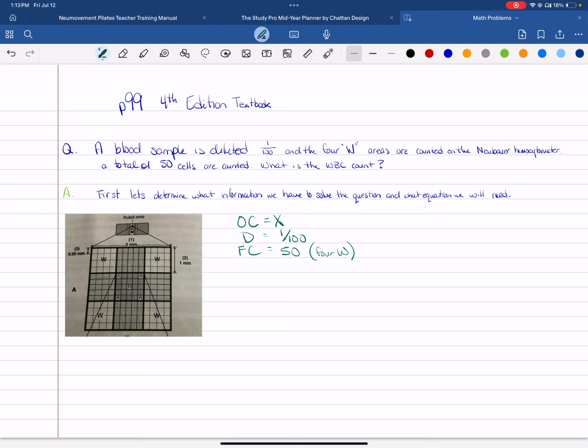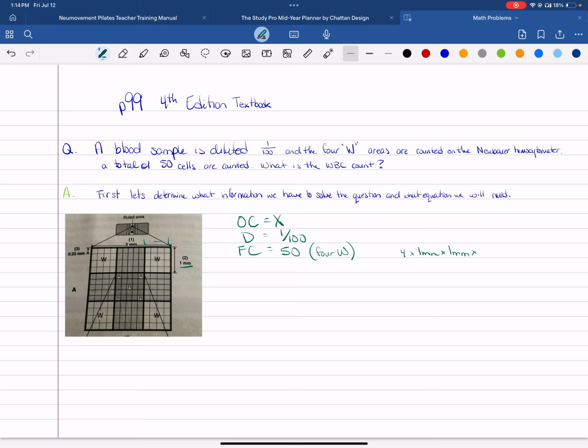I've included a Neubauer hemocytometer picture here. Each one of these spaces is essentially a volume. In this space here, this is 1 millimeter, and this space from here is also 1 millimeter, because you can see that the total space here is 3 millimeters, so we can divide that into those 3 spaces. So when we're looking at those 4 W areas, we can write it like 4 times 1 millimeter, and again, this space was 1 millimeter as well.